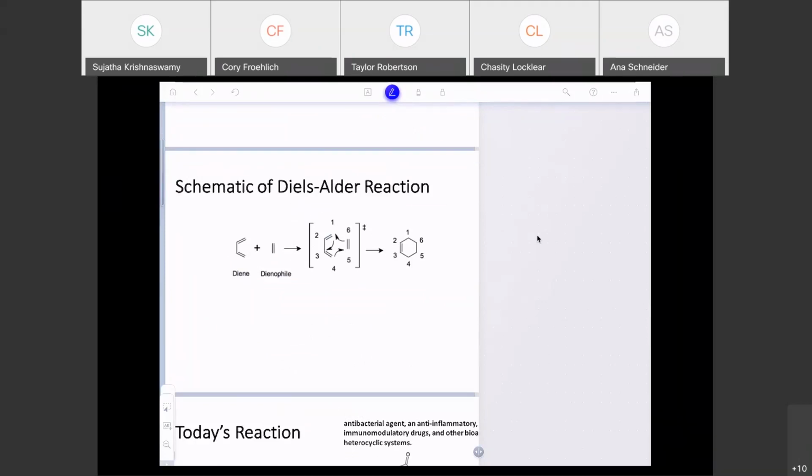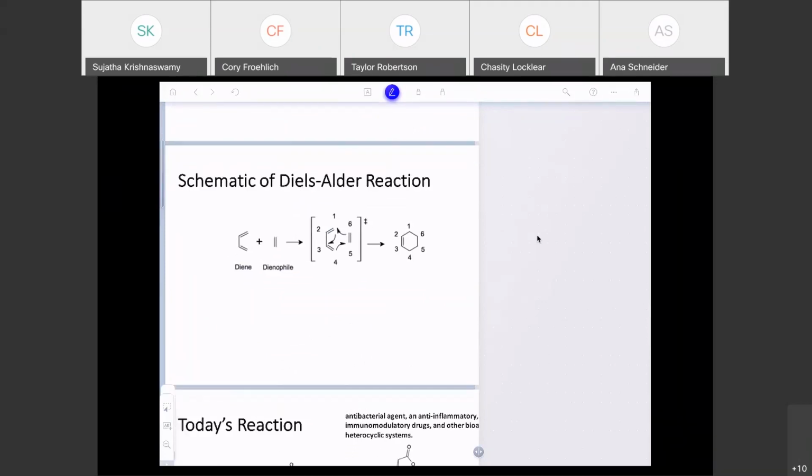A Diels-Alder reaction is a cycloaddition reaction. What that means is it's an addition reaction. 2 different things are going to get added, and it's going to lead to the formation of a ring. And the ring is very specific. It will always lead to the formation of a 6-membered ring.